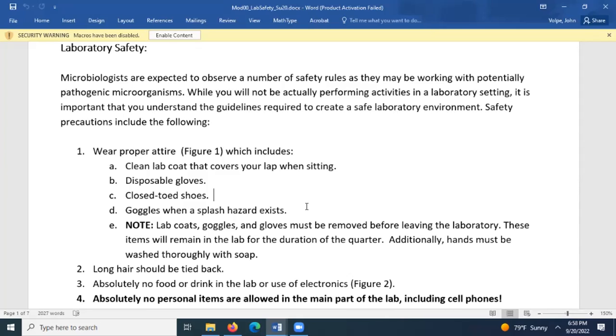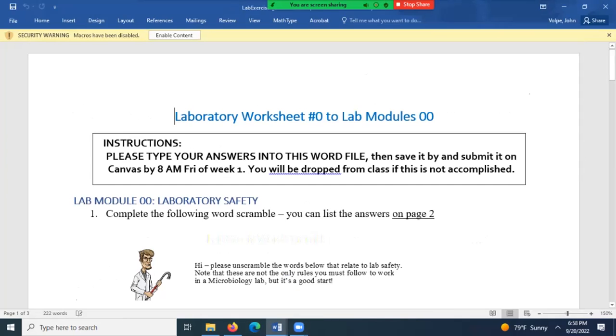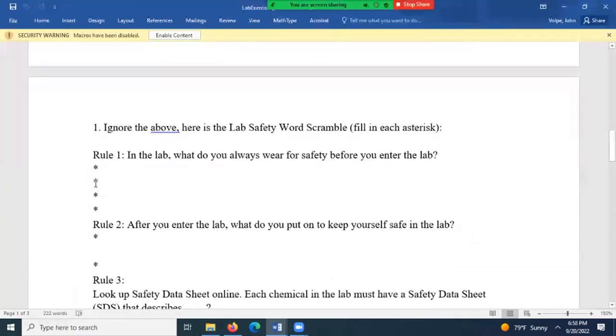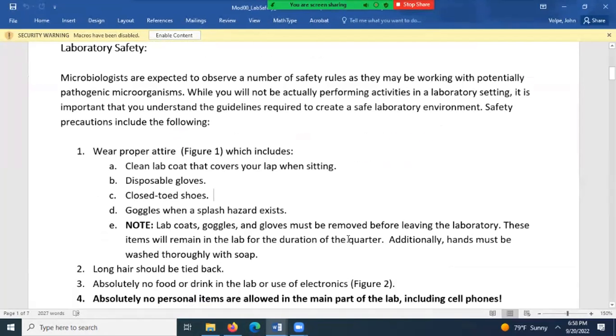I think when you put on the question, let me go look at it beforehand. I think there's only two things you need to answer on that. Nope, there's actually four things. So you have to come up with two more things. All right, long hair should be tied back.